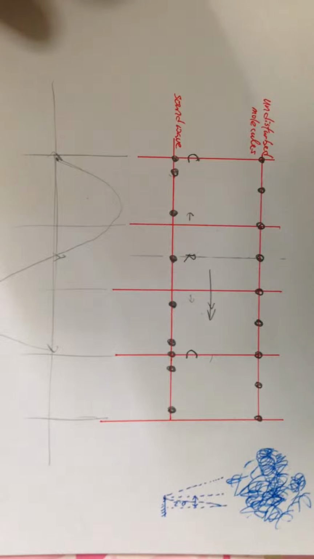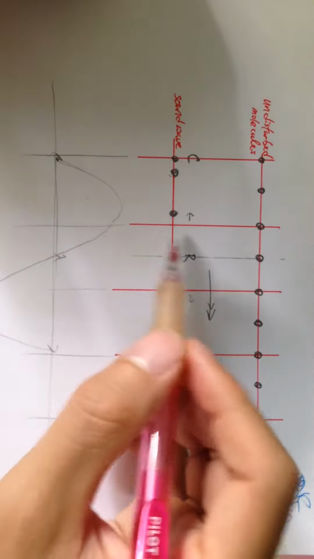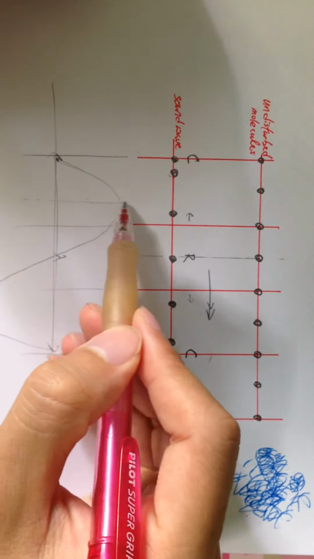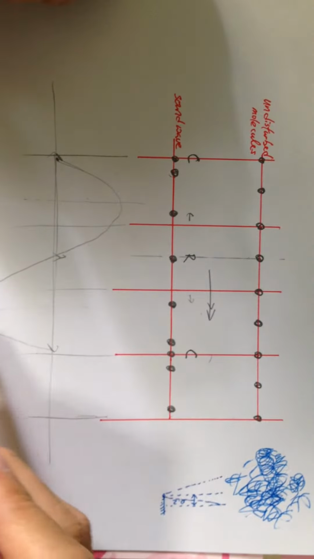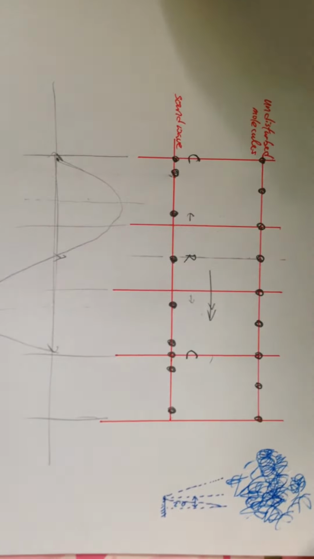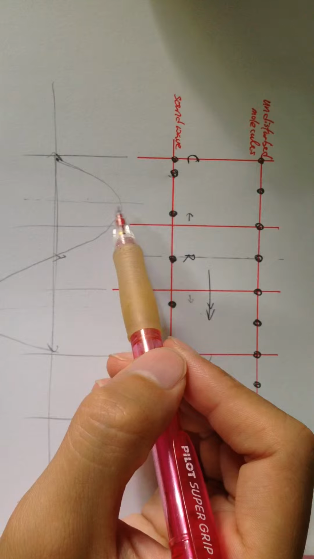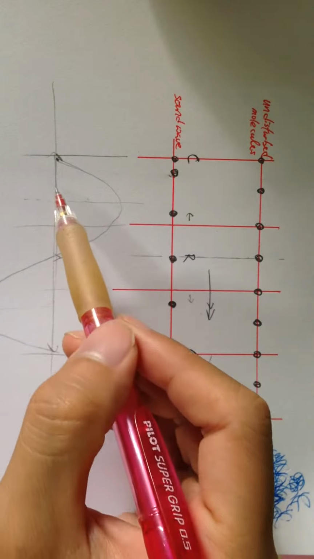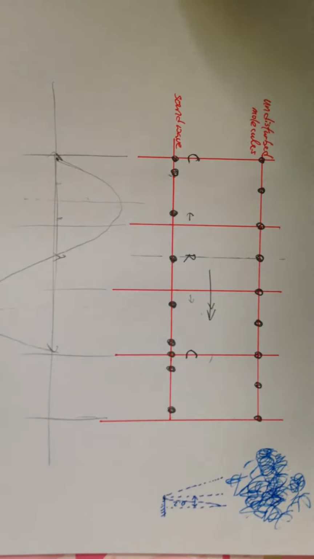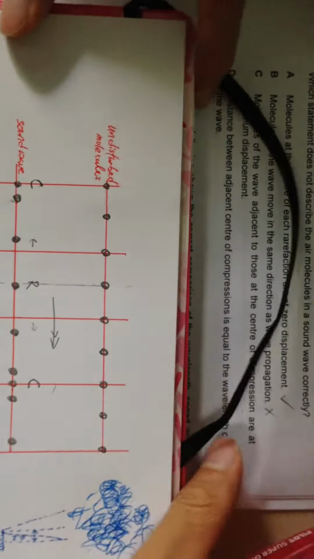Yeah, so you can see that you will have this here, this here. Is it a maximum displacement? This will be 1, 2, 3, 4. In fact, it is not. Okay, option C.